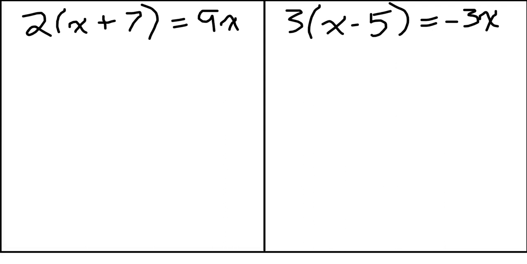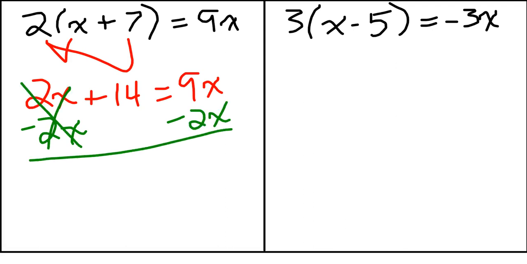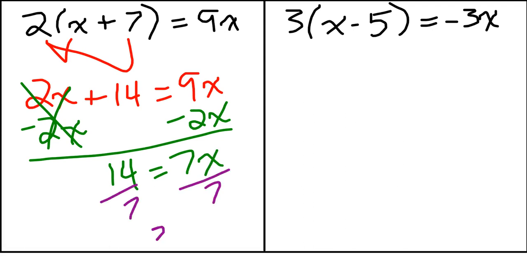So on the left-hand side, as with both of them, we're going to need to distribute first. So 2x plus 7, or plus 14 rather, is equal to 9x. Take 2x away from both sides, and we end up with 14 equals 7x, and then divide by 7 to end up with x equals 2.